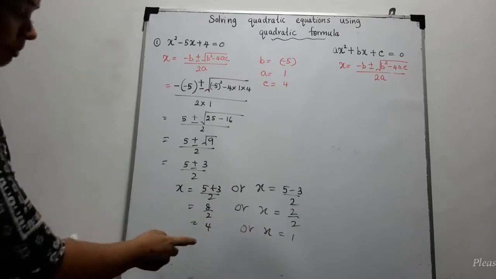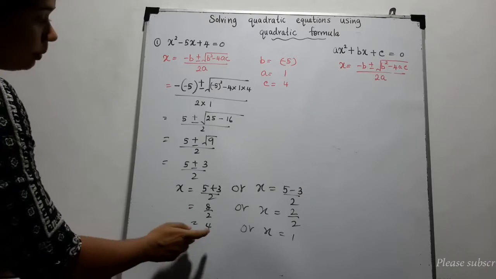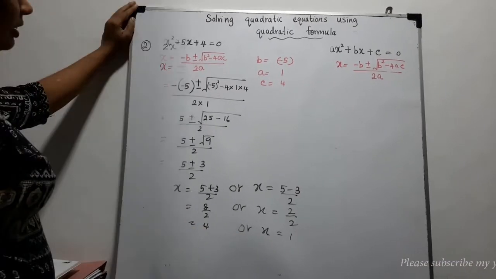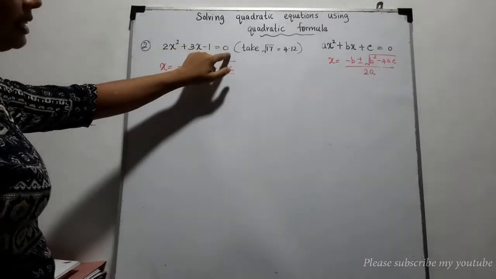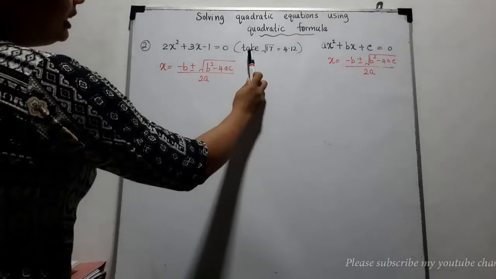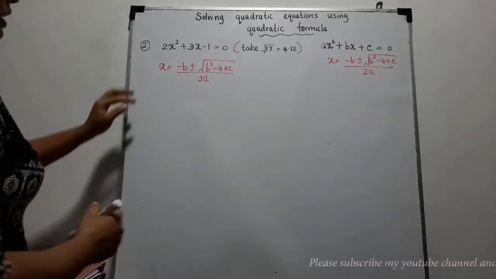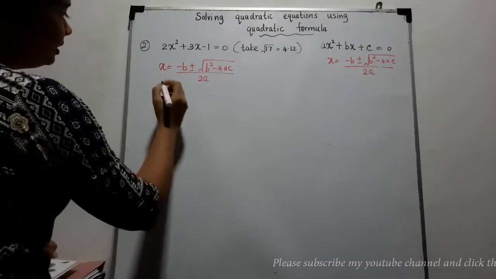Can you remember? The other name of this solution is roots of the quadratic equation. Let's see another example. Next one: 2x squared plus 3x minus 1 equals 0. Here you are given a hint: take root 17 as 4.12. Let's see how to solve. I have written the formula. You have to keep the formula in your mind.